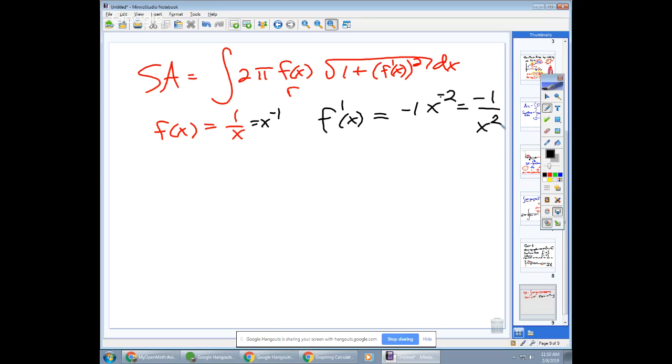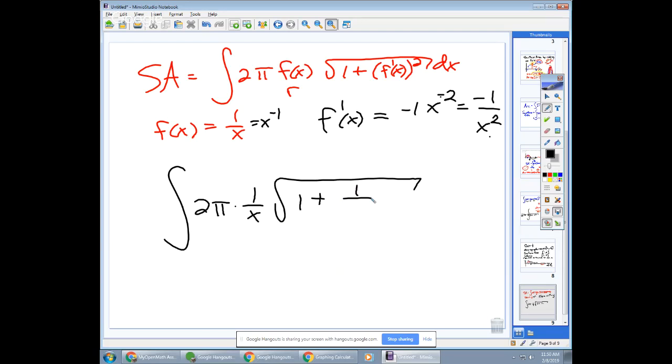Okay, let me just write this and we'll quit. So then I have the integral of 2 pi times 1 over x times the square root of 1 plus this thing squared, my derivative squared. If I square a negative, I get a positive. If I square x squared, I get x to the 4th. And here I'm going from 1 to 2. Turns out you can clean up that a little bit. Not a lot, but a little bit.